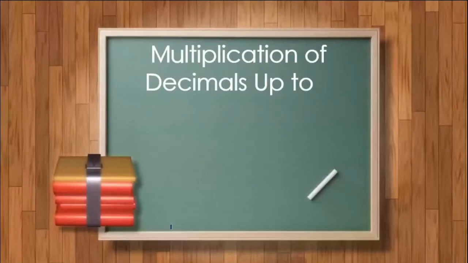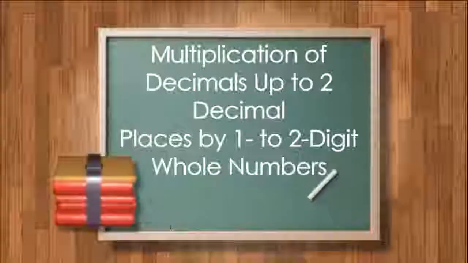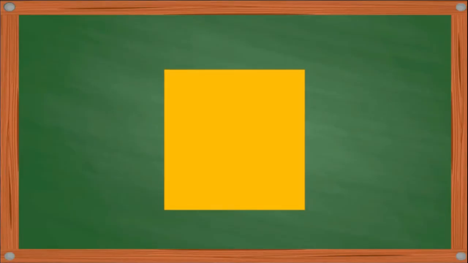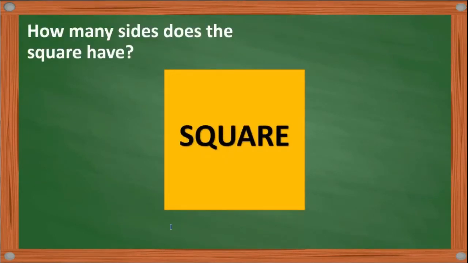Good morning, everyone. Our target for today is multiplication of decimals up to 2 decimal places by 1 to 2 digit whole numbers. What do you see on our board? Okay, that is a square, a yellow square. How many sides does the square have? We have 4.